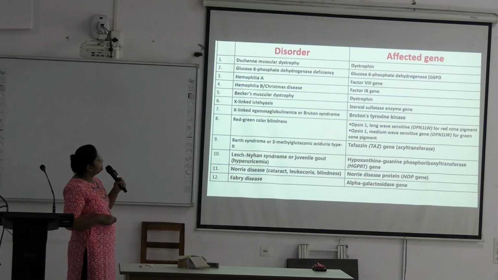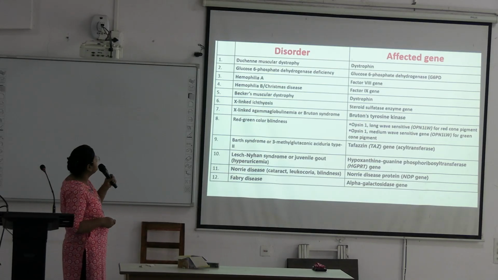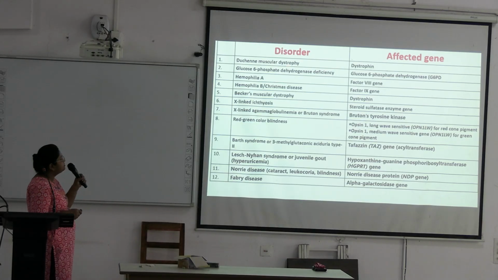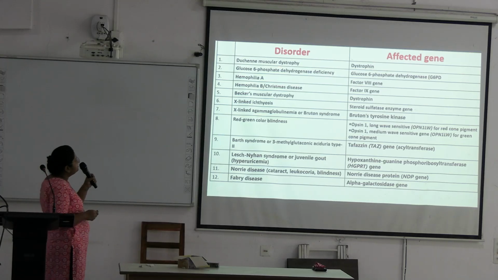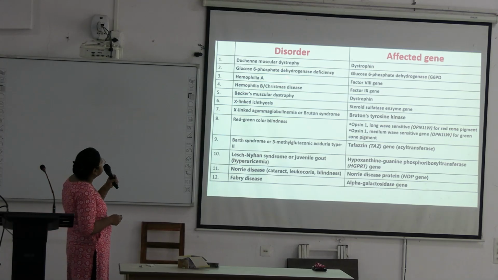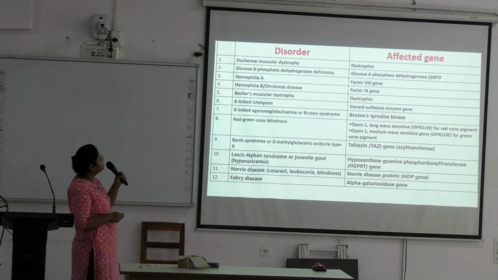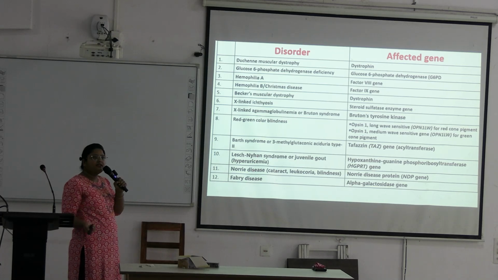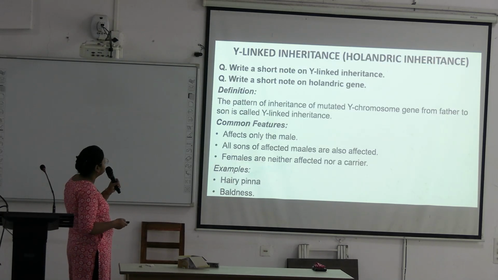These are the examples of different X-linked recessive disorders: Duchenne muscular dystrophy, G6PD deficiency, hemophilia A, hemophilia B or Christmas disease, Becker muscular dystrophy, X-linked ichthyosis. All these are disorders of X-linked recessive inheritance.